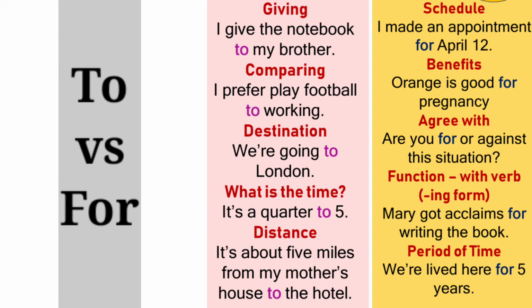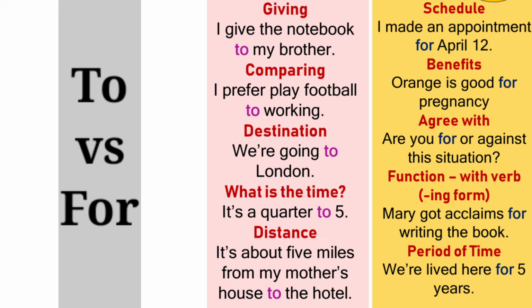What is the time? It's 4:45. Distance. It's about 5 miles from my mother's house to the hotel. Distance. So we can use to in case of explaining distance. Now let's see when to use for. Schedule. I made an appointment for April 12. So there is a schedule which we are explaining here. For April 12. So you can use for to indicate schedule.